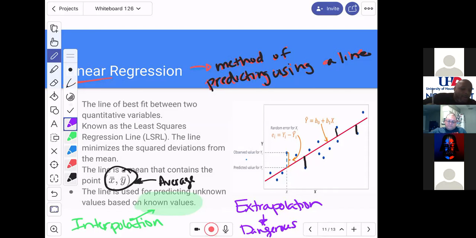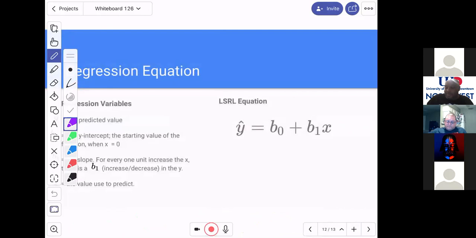And so the purpose of regression is to actually predict on what you do know. I want you to understand that. We're predicting what we do know. That's called interpolation. So when we talk about regression, here's the actual regression equation.